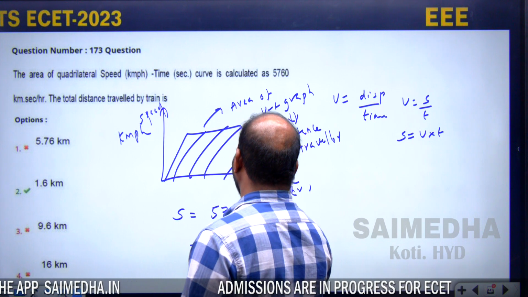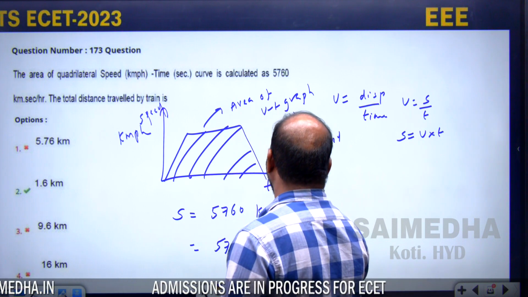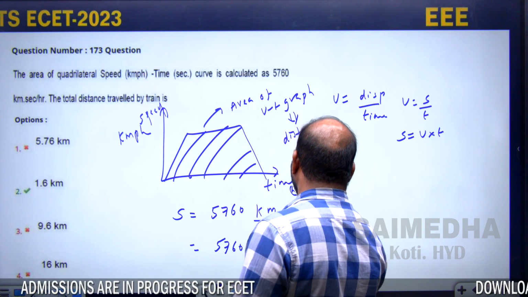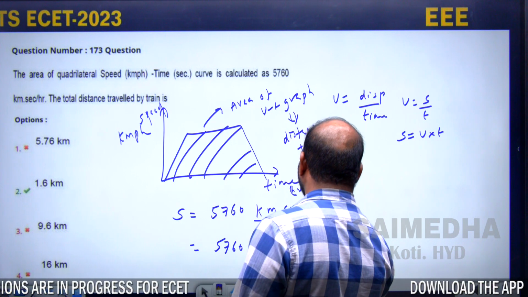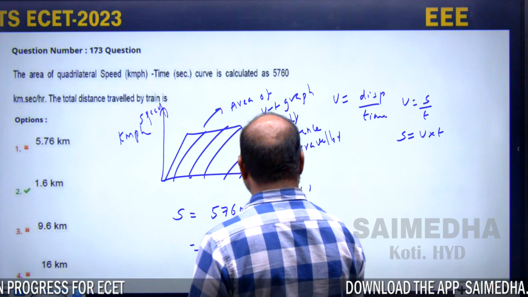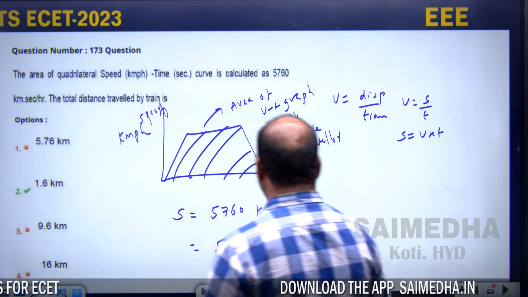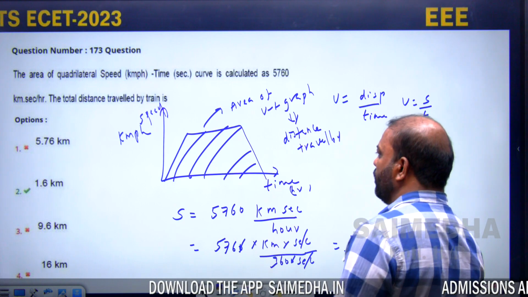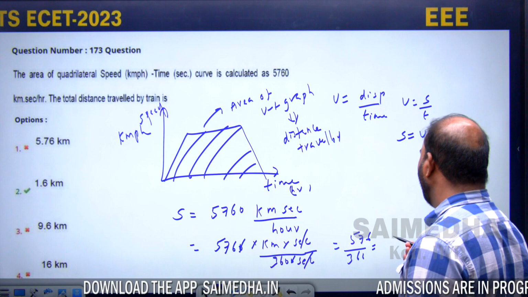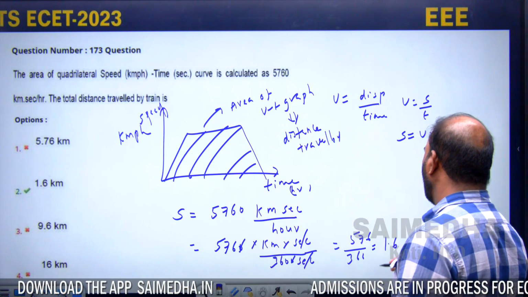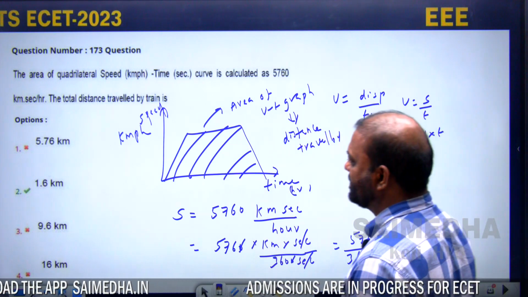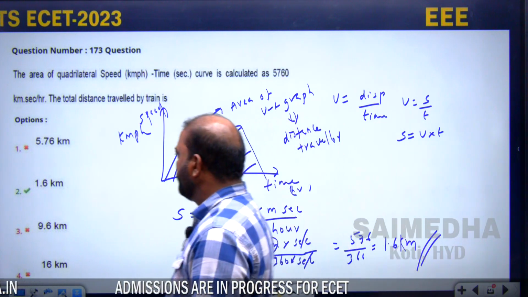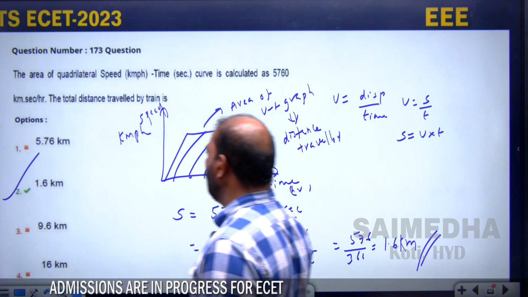So 5760 kilometer second by hour means 3600 seconds in the denominator, and the seconds cancel. Cancelling the zero, 576 by 360 is equal to 1.59 something. So approximately 1.6 kilometers. The distance covered by the train is 1.6 kilometers.